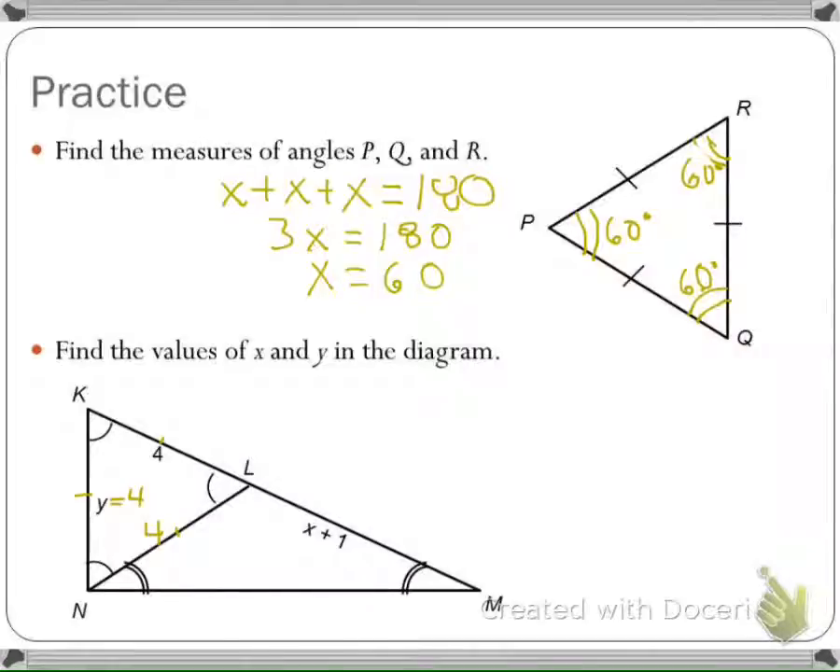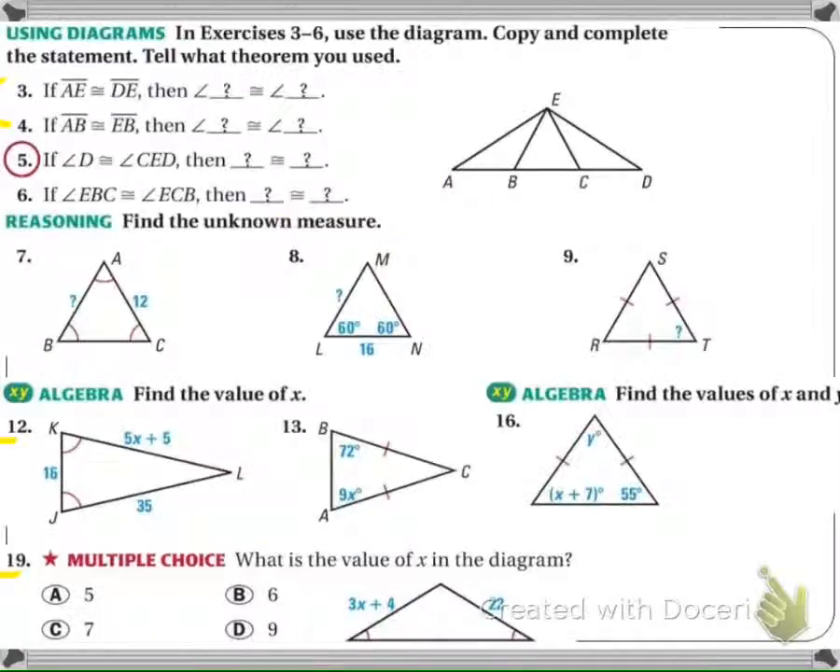Now we look at triangle NLM, and we have to find x. Well, I know that the angle at N and the angle at M are the same. They're equal or congruent. So their opposite sides are also congruent. So I could say that 4 equals x plus 1 and x equals 3. This example combined the equilateral and the isosceles idea, and we may have to do that to work our way through to find values.